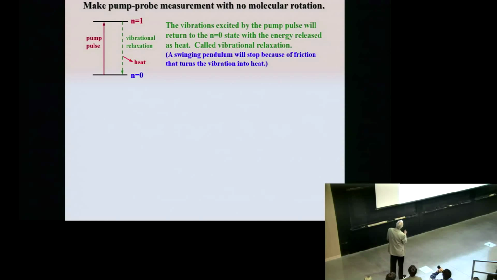As I said before, when you pump this stuff up, it doesn't stay there forever. It's like if you have a pendulum on a clock, but you don't keep kicking the pendulum, friction will eventually make the pendulum stop moving.